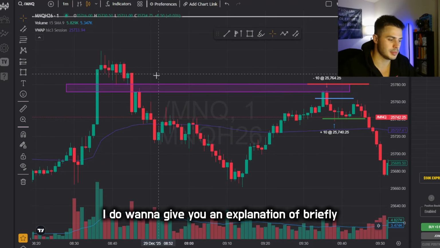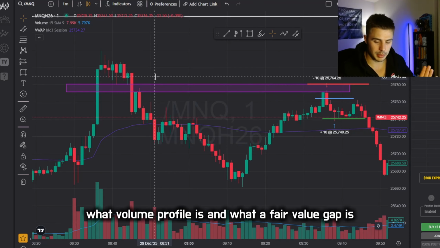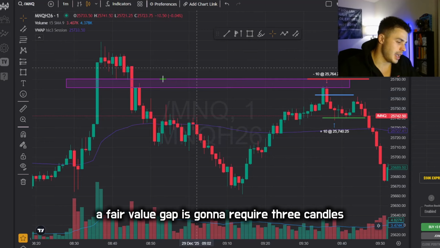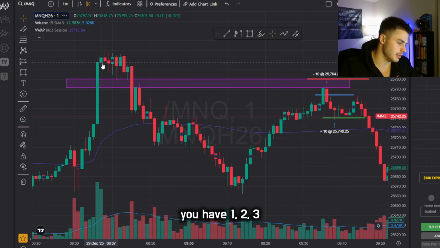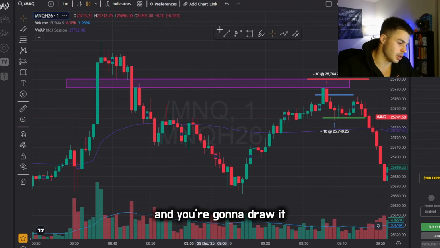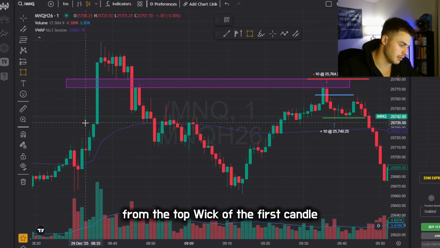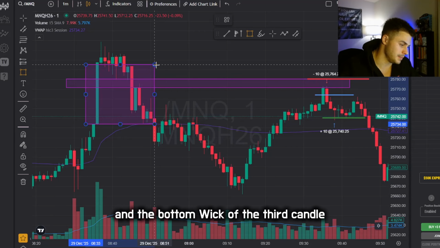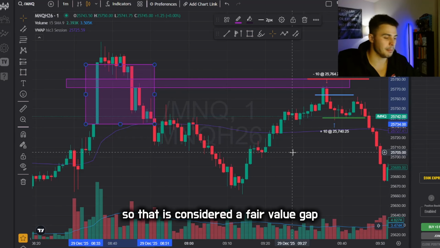I do want to give you an explanation of briefly what volume profile is and what a fair value gap is. Odds are you probably know what both of them are, so we're not going to go super in depth. A fair value gap is going to require 3 candles like this. For instance, you have 1, 2, 3, 1, 2, 3. It's going to be made specifically by the middle candle, and you're going to draw it from the top wick of the first candle, which in this case there's none, and the bottom wick of the third candle.